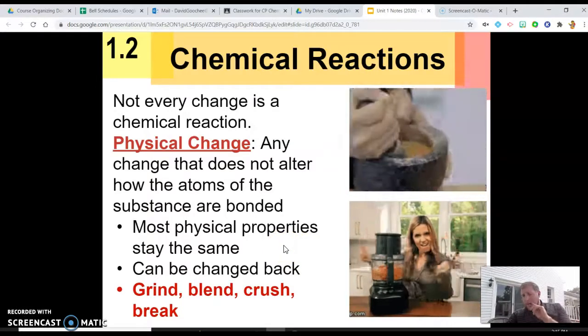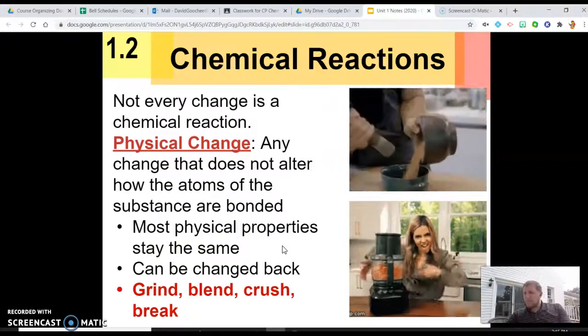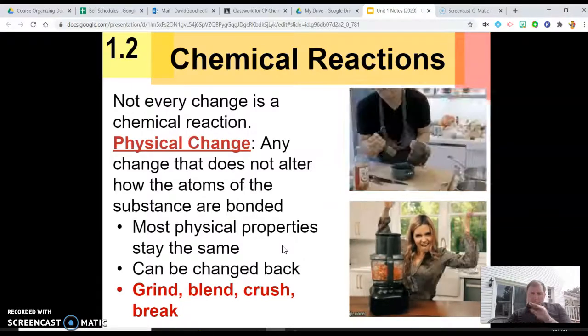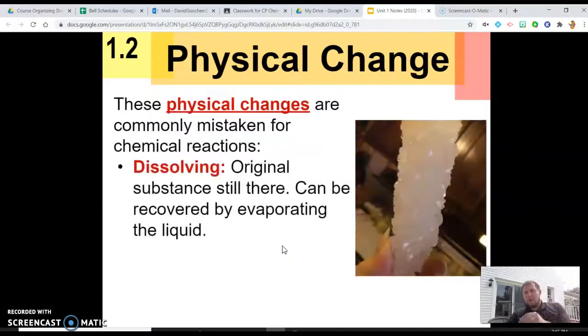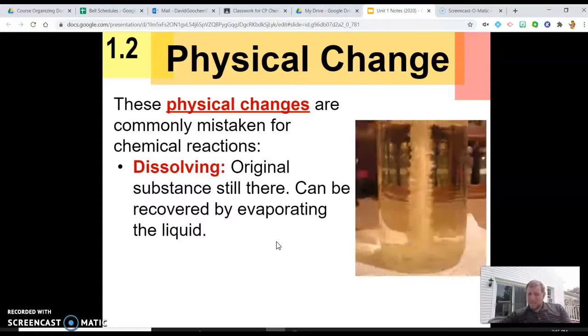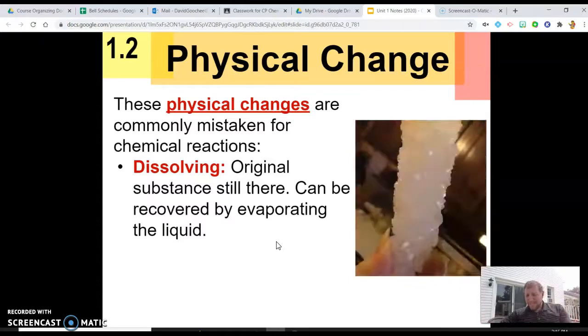Now, there are some common changes that you might think are a chemical reaction but actually aren't. They're physical. The 2 most common mistakes people make in identifying a chemical reaction. First of all, dissolving. When you dissolve something, not a chemical reaction. It's not. All right? First of all, because most of the properties don't change. If you mix sugar into water, you know what you get? You get sugary water. You get sweet water. It tastes like the water and the sugar put together.